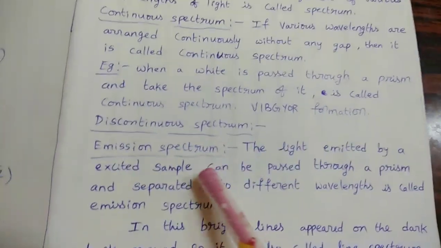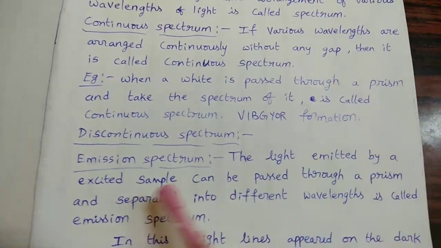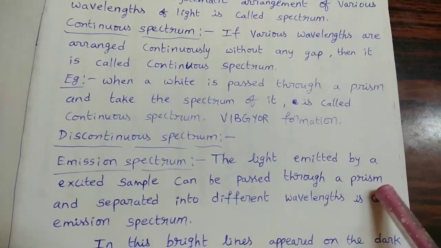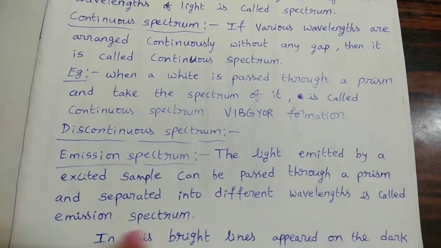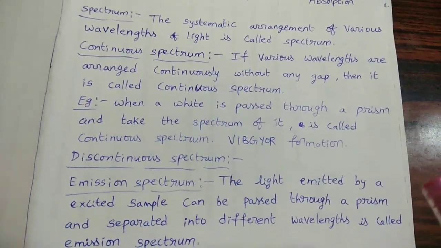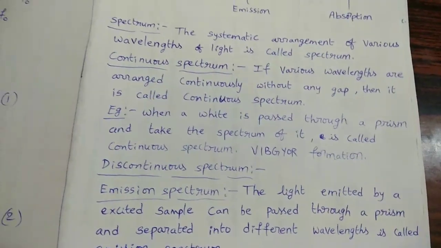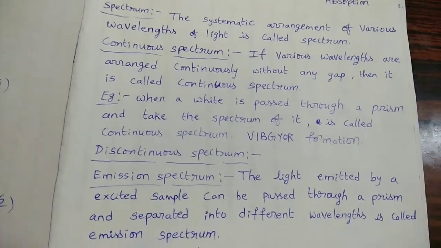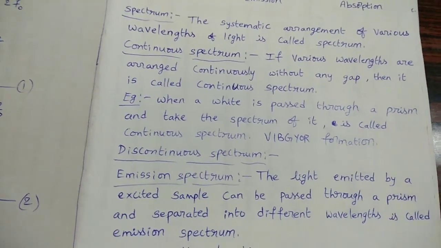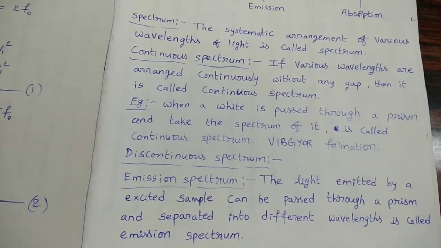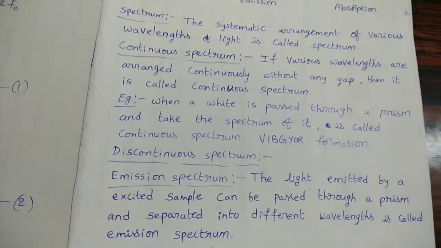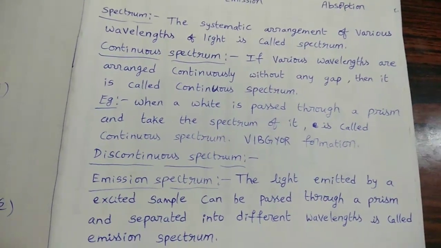Next, discontinuous spectrum, emission spectrum. The light emitted by an excited sample can be passed through a prism and separated into different wavelengths, which is called emission spectrum. If a substance absorbs light, then the atoms present in that substance go to the excited state and then come back to the ground state. When these excited atoms come back to the ground state, they emit radiation. For that, if we take spectrum, that is called emission spectrum.